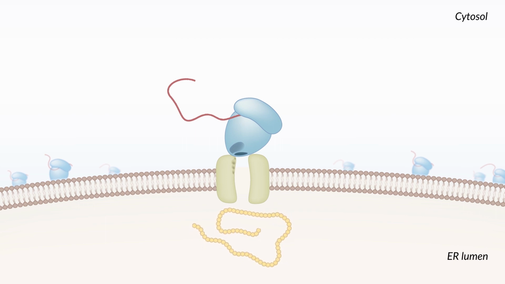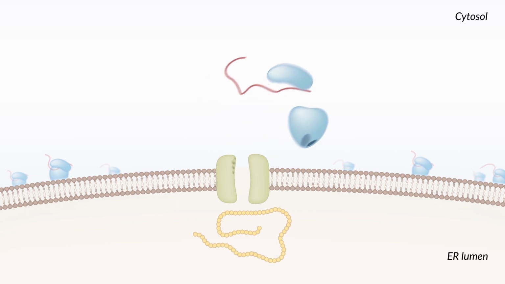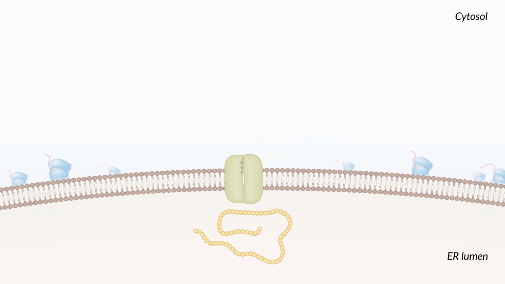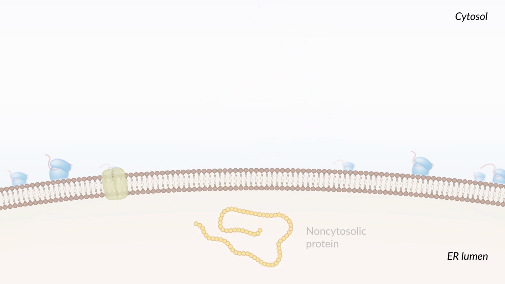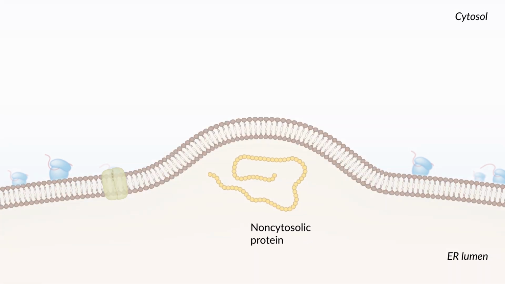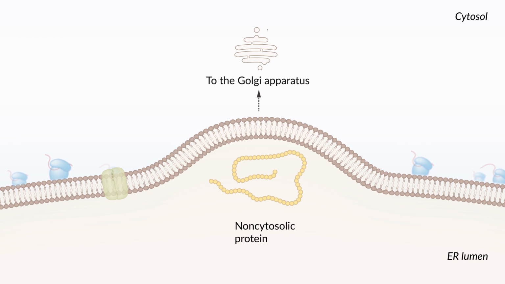Following the termination of translation, the ribosome is released back into the cytosol. The translocon channel closes, and the fully synthesized lysosomal or secretory protein is now located in the lumen of the endoplasmic reticulum. From here, it's transported via vesicles by the Golgi apparatus to its target destination.